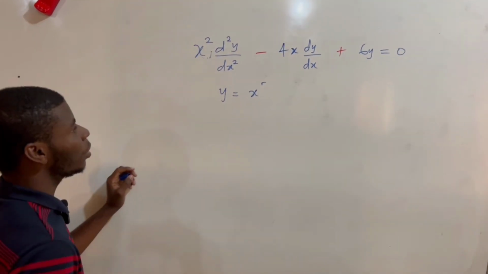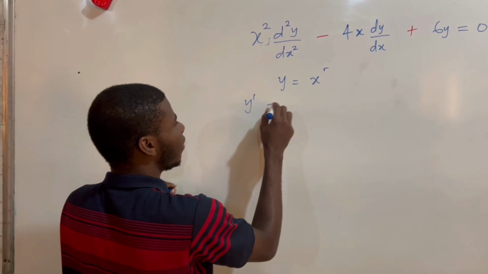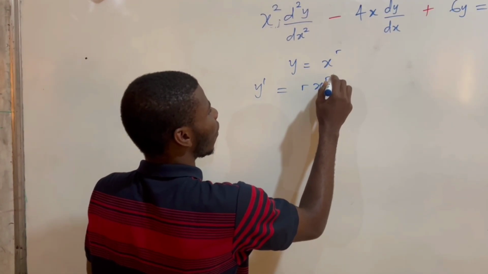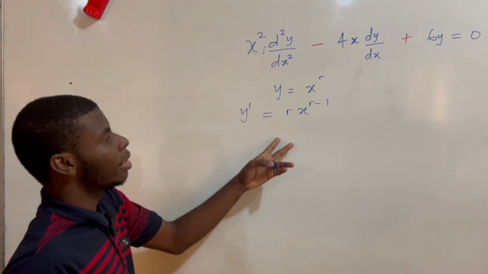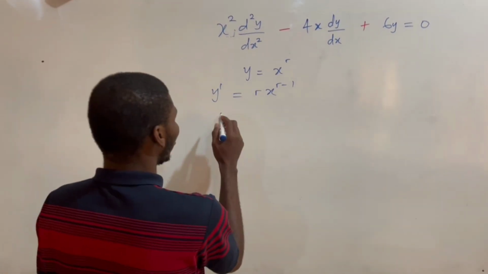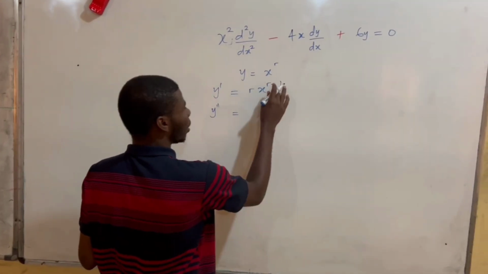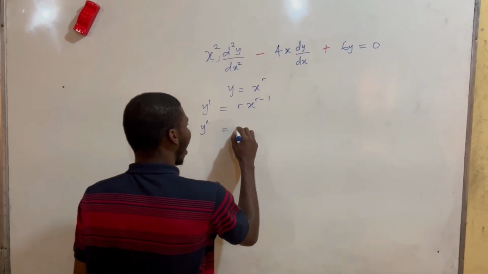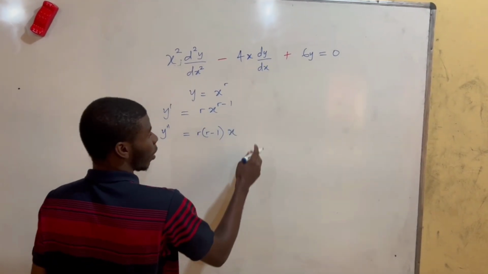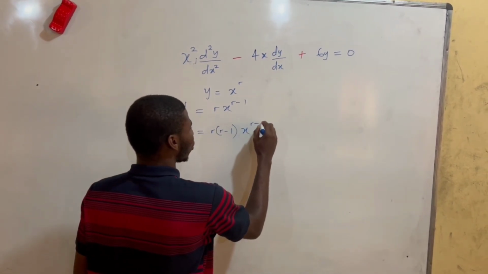Now the next thing you want to do is to differentiate this equation. Taking the first derivative, we have y prime equals r multiplied by x to the power of r minus 1. You notice this is the general rule for differentiation. So take the second derivative, we have y double prime equals the power multiplied by the coefficient, so we have r multiplied by r minus 1, x to the power of r minus 1 is the new power, minus 1 is r minus 2.